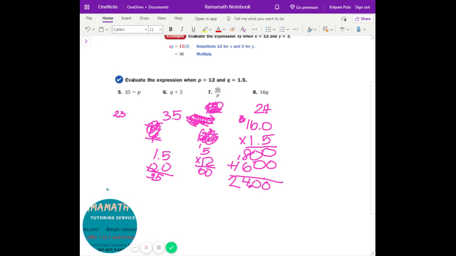Very good. So I can see that one. The first one, you applied it. 35 minus 12, you got that one. That's pretty good. And looks good. Q plus 2, that's 3.5, looks good. And you divided it. What's the answer for this one? 5. Okay, that's good. You check your answers too, that's good. And then, yeah, very nice.